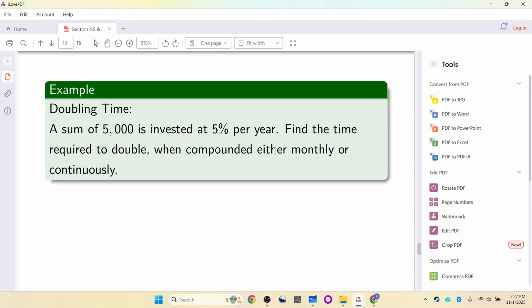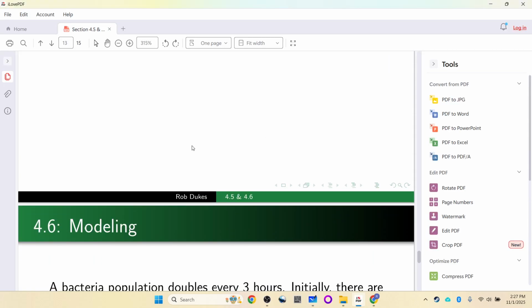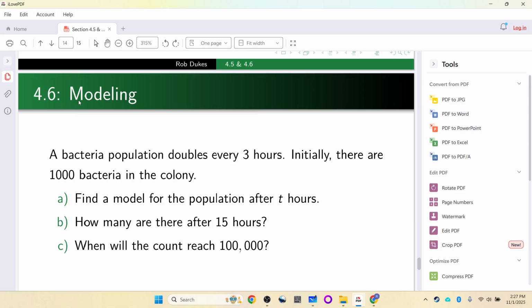All right, now I want to do two similar problems, similar to that doubling time. And so this is the 4.6, the modeling section. So I don't want you to go through this and do every single one of these. I'm going to do a couple of these. I might put one like this on a test or a quiz. Yeah, it would be fair to put one like this on a quiz this week.